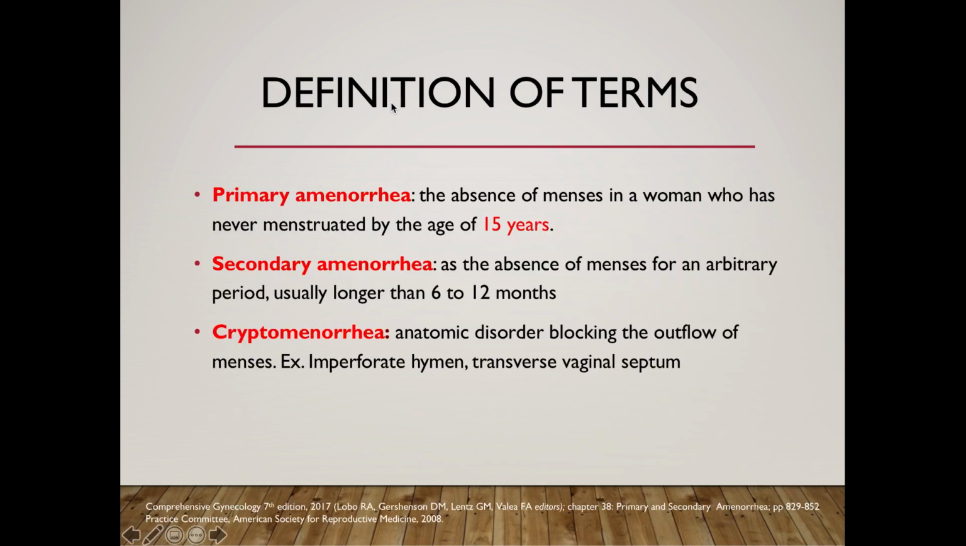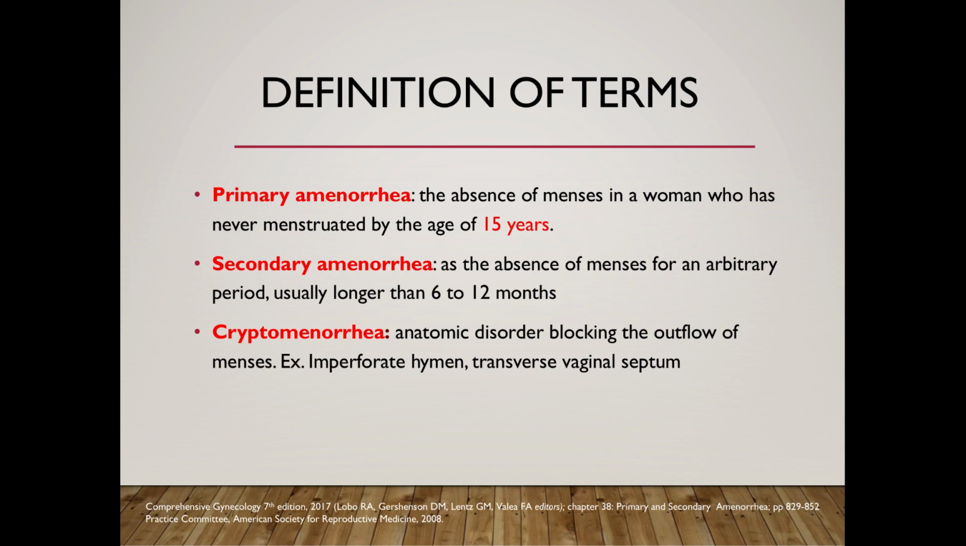Now, some definition of terms. Primary amenorrhea is the absence of menses in a woman who has never menstruated by the age of 15 years. Secondary amenorrhea, on the other hand, is the absence of menses for an arbitrary period, usually longer than 6 to 12 months.